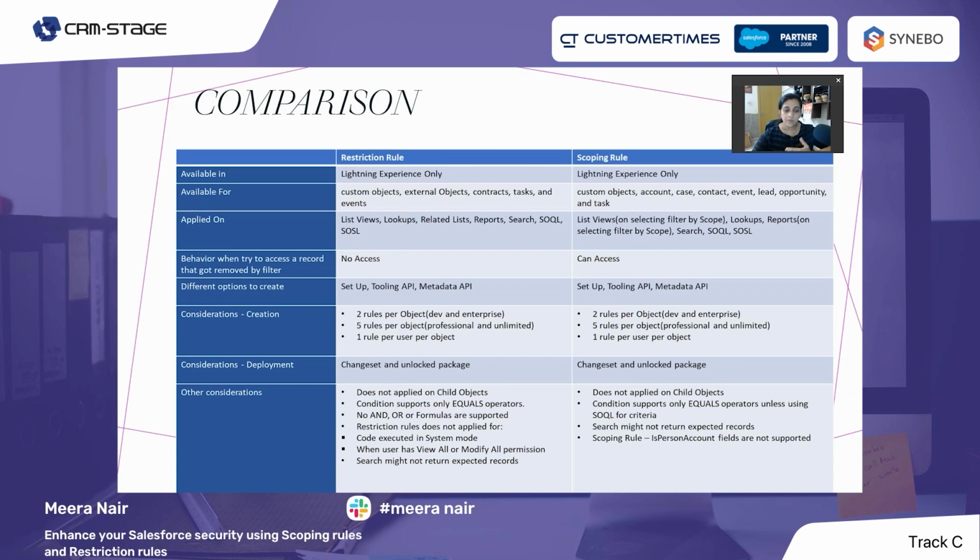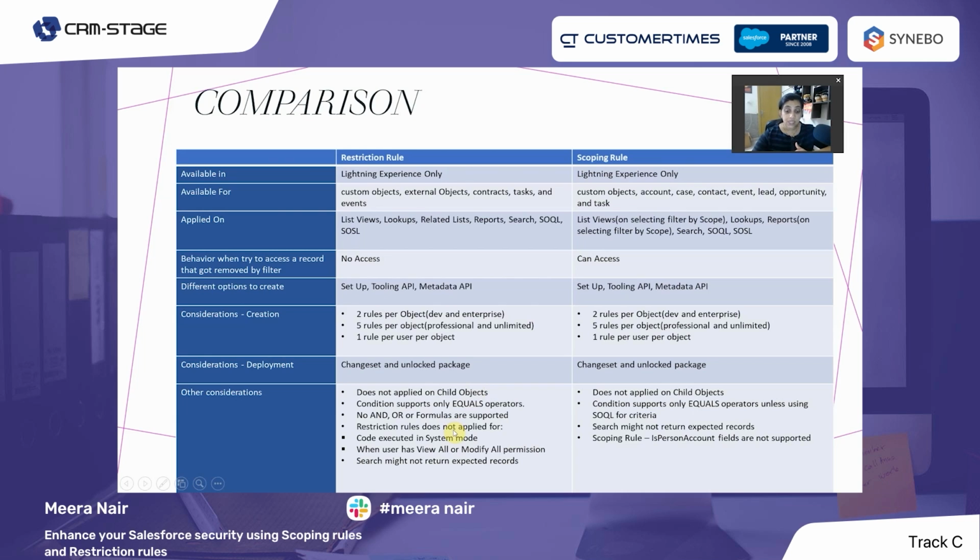And how will you be able to deploy the newly created restriction rules and scoping rules? That is through change sets and unlocked packages. Some other considerations for restriction rule: it does not apply on child objects, and you can apply only equals operators while creating restriction rules, and no AND or OR formulas are supported while creating this.